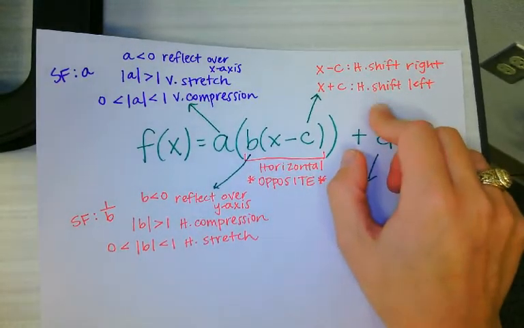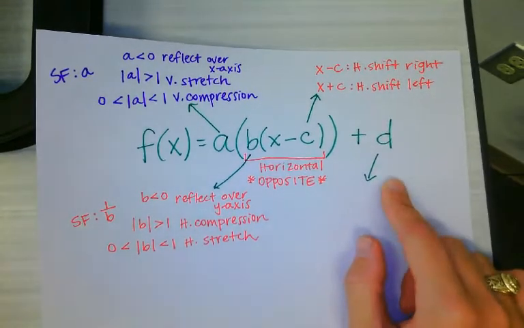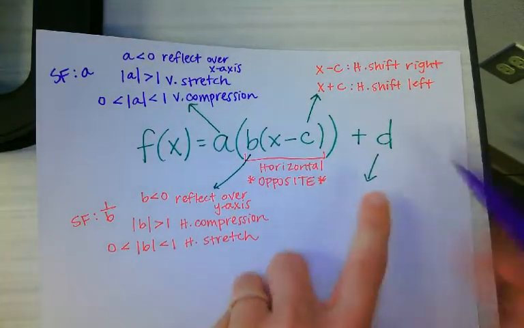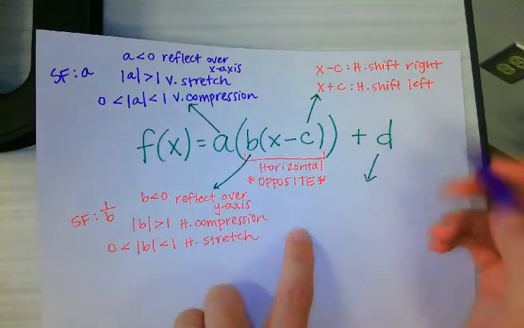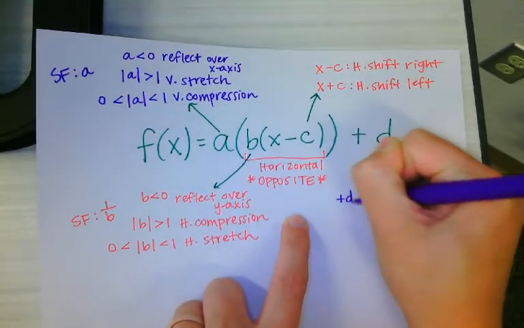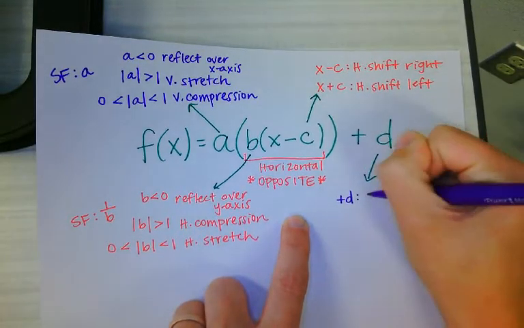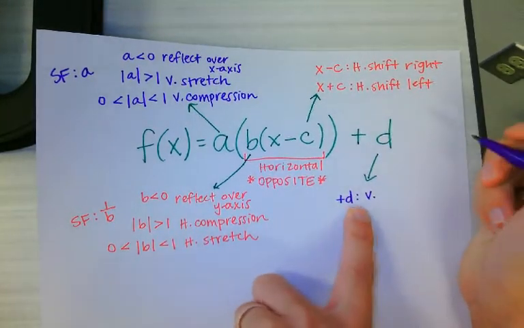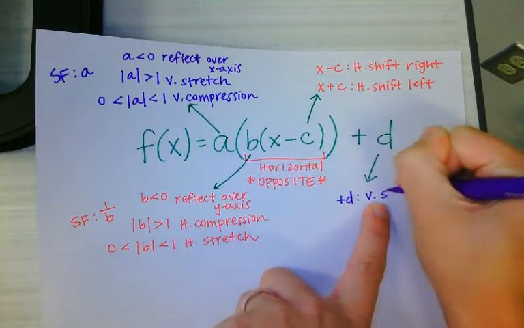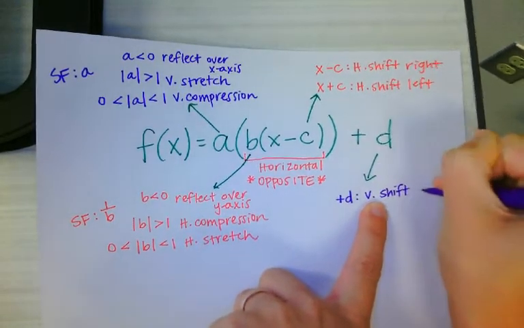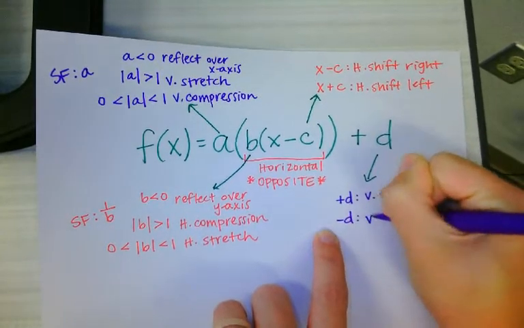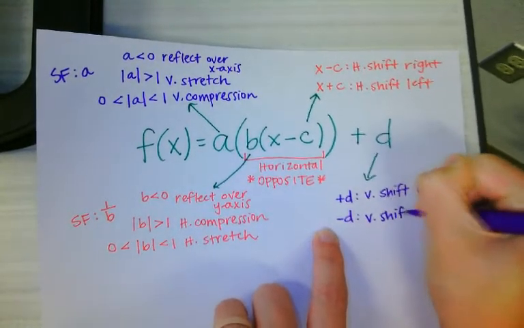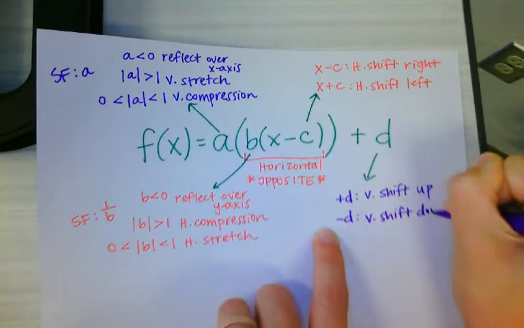Okay, so again, everything with x was opposite there. Now, the final value that I could change here is adding or subtracting a constant at the end. So I'm hoping that you noticed adding a value shifted the graph up or down. So adding shifted it up. So I'm going to put vertical shift up, and minus a value was a vertical shift down.